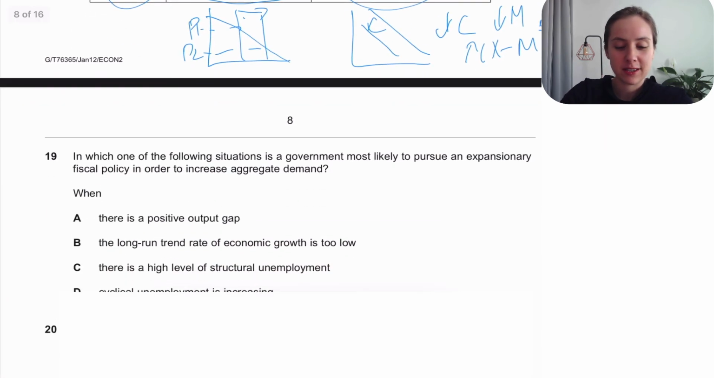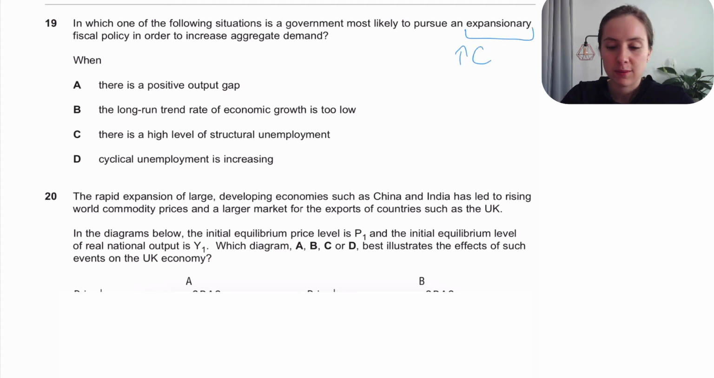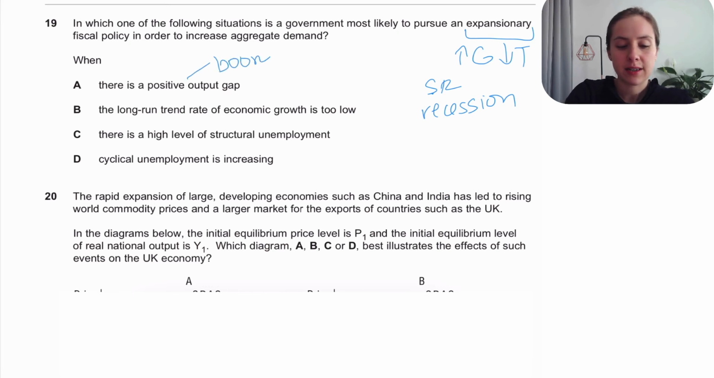That was sneaky. Which of the following situations is the government most likely to pursue an expansionary fiscal policy? So you're looking for more government spending and you're looking for less taxes. And usually the government does this when there's a short term, very soon there's going to be a recession, or you're in a recession and you need to prevent it or get out of it faster. A positive output gap means you're in a boom, so that is not the answer.